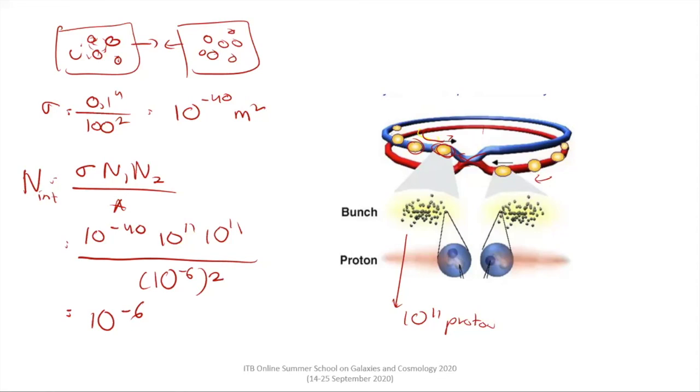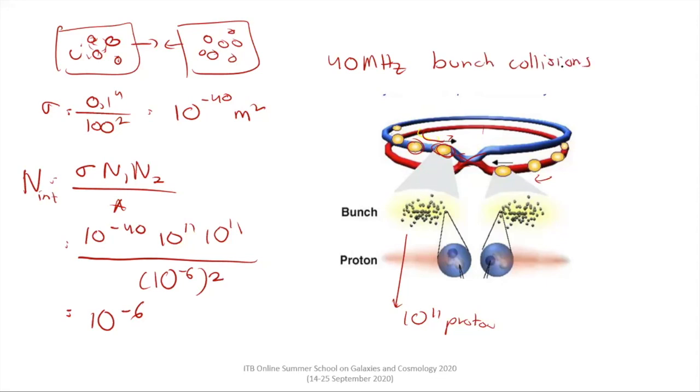So that sounds like there's no hope of detecting dark matter inside the collider. You get 10 to the minus 6 even in this good scenario. But please remember that there are a lot of bunches running around. So the way they collect data is they have a 40 megahertz bunch collision.